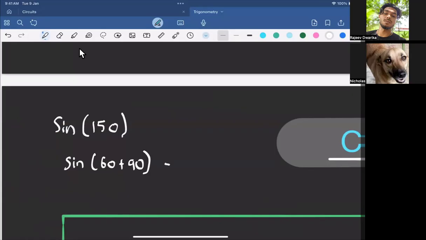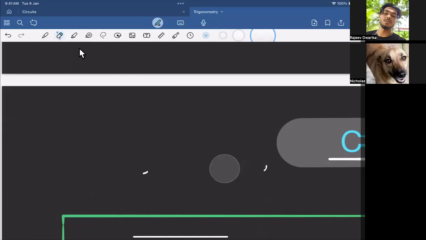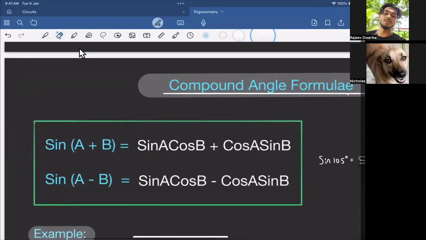Now, this is the mistake people make. They say that that is equal to sine 60 plus sine 90. Are you going to do that? No. It has a formula. Anytime you split an angle into a compound, you have to follow this formula. So sine (A plus B) is equal to sine A cos B plus cos A sine B.